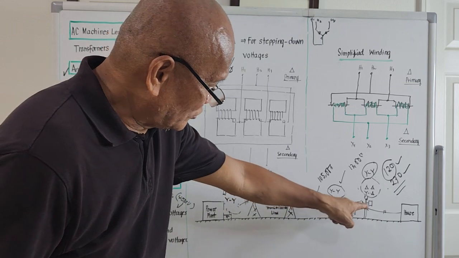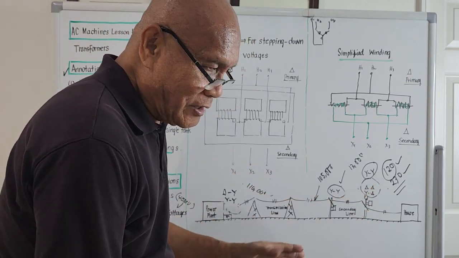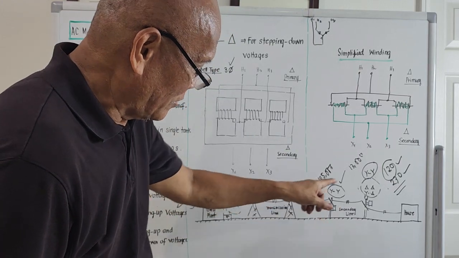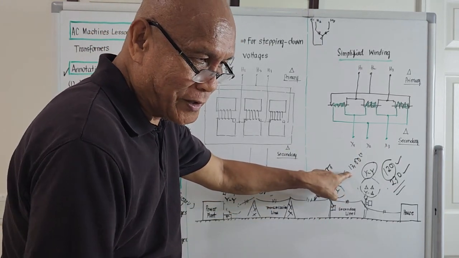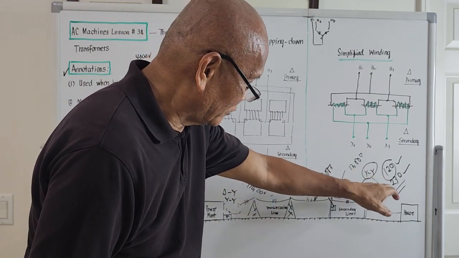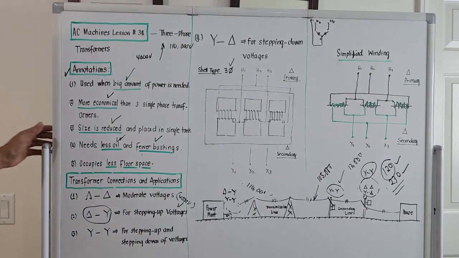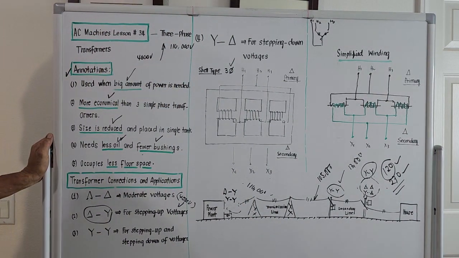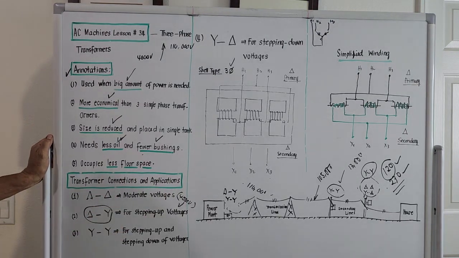So upon reaching this transformer, for us to get 120, we have to step down this 13,000 to a safer voltage for us to use. It could either be 120 or 230. Okay guys, that's the location where these connections are actually used.